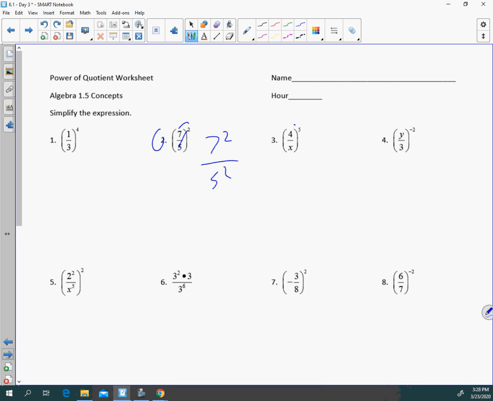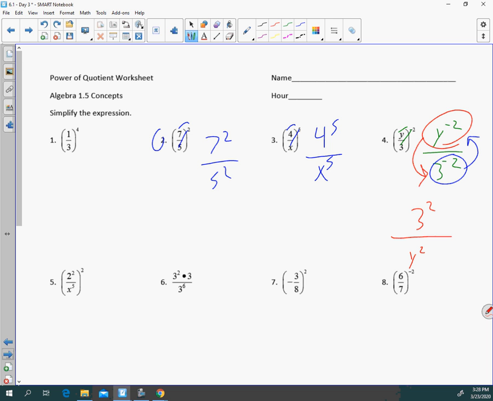This one's going to be 4 to the 5th over x to the 5th. Final answer. When you get one like number 4, it's going to be y to the negative 2 over 3 to the negative 2. Right? But that's not my final answer, because I want to move that one down, and I also want to move this one up. Okay? That gives me 3 squared over y squared, which is 9 over y squared. Alright, final answer on that one.